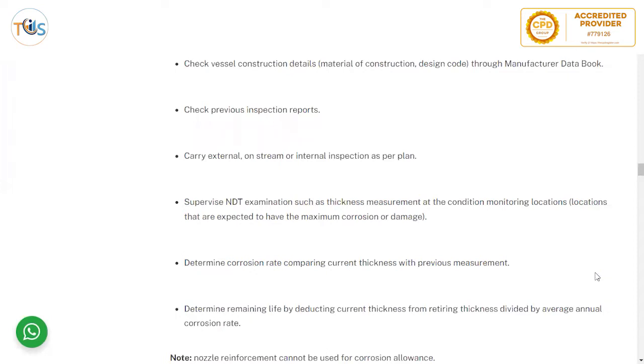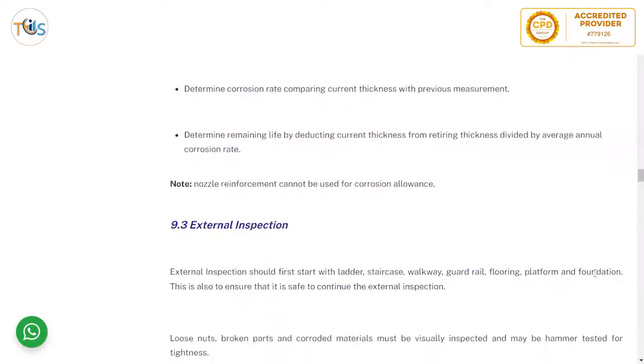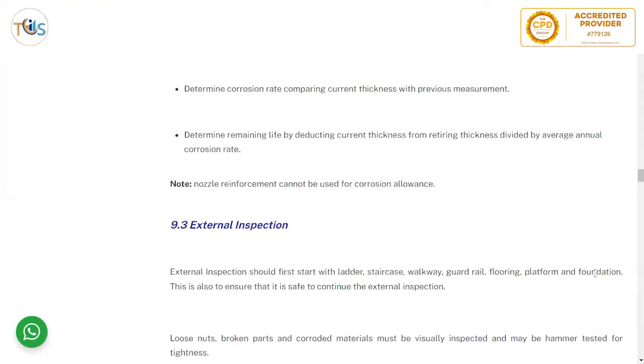The CML, or condition monitoring locations, are locations that are expected to have the maximum corrosion or damage. And normally API says that they should be representative of the corrosion behavior. That was when selecting the CML. Determine corrosion rate by comparing current thickness with previous measurement. Determine remaining life by deducting retiring thickness from current thickness, divided by average annual corrosion rate. Nozzle reinforcement cannot be used for corrosion allowance because it is reserved for reinforcement, obviously.